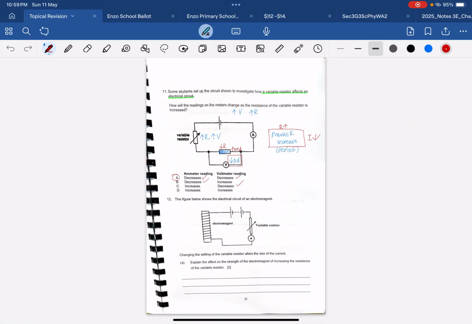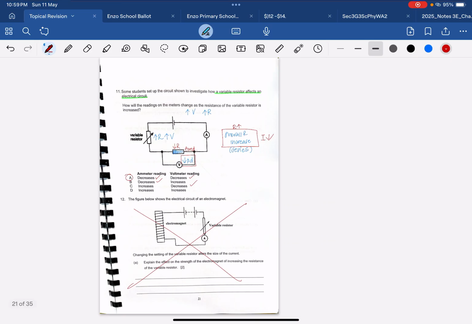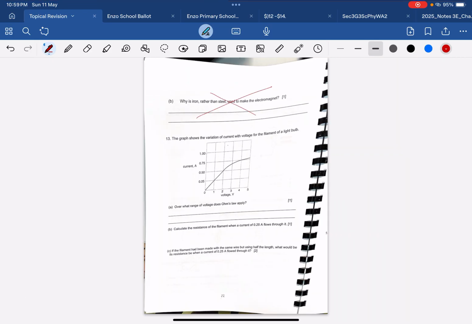Okay, so this question is not in the syllabus, sorry. Okay, the next one also together.